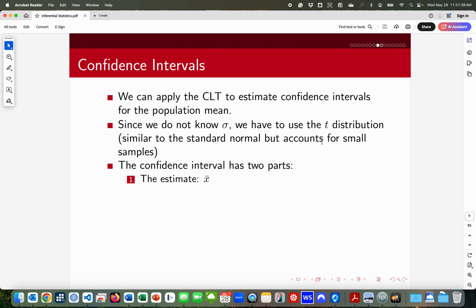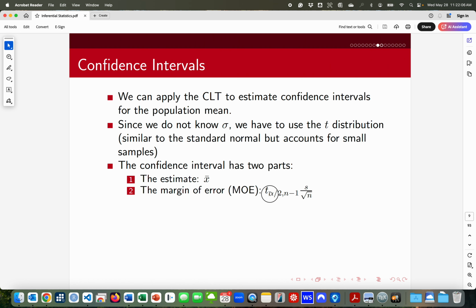So if you take a sample of 50 students and that sample mean is 10, that's your point estimate. That's going to be the center of the interval. So the interval is going to be centered at whatever your sample mean is, but there's also going to be a margin of error. So this is that plus or minus part. The margin of error depends on a few things.